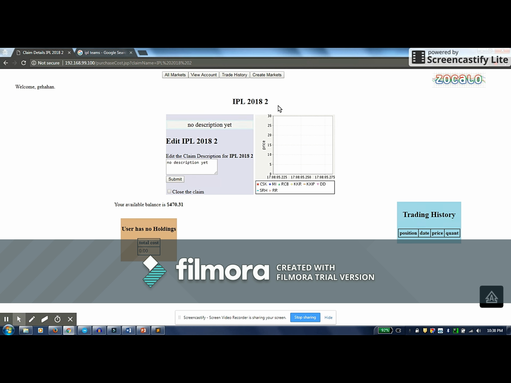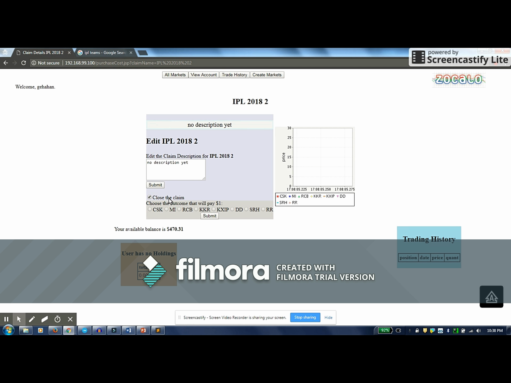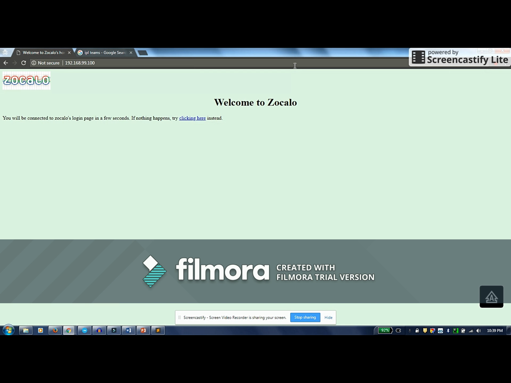As you can see, since I'm an admin, I cannot trade myself, but I can do one thing, which is close the claim. So let's say this is the end of the tournament. If I close the claim, I get to choose a winner, and the outcome of the winner will be paid $1. In this case, if I choose MI, then MI will be paid $1. But we are not going to do this right away. So let's log in as a normal trader right now.